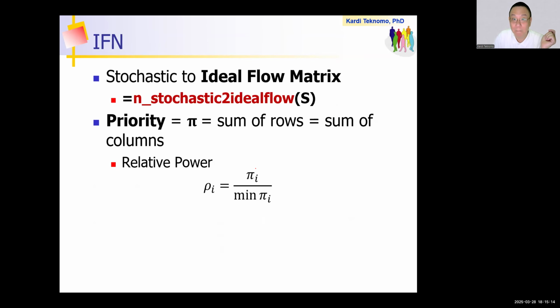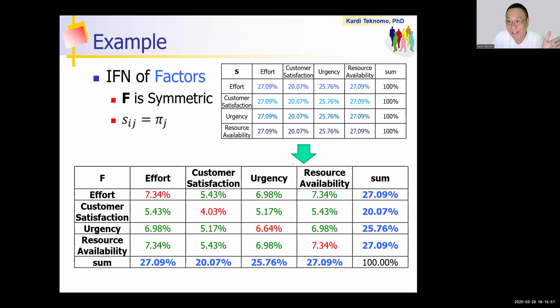So this is the IFN. Because you already have the add-ins, you can use this stochastic matrix to get the ideal flow. So how to get the priority? Simple. You get the sum of rows or the sum of columns, and they are the same. So they are phi, right? Based on that phi, you can get the relative power. And the value is exact.